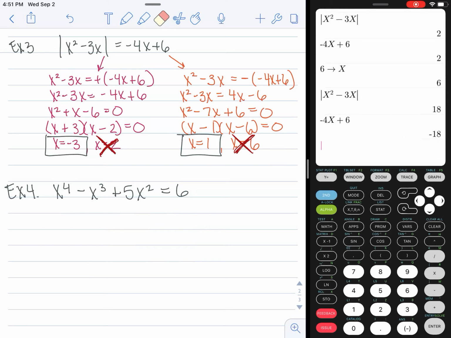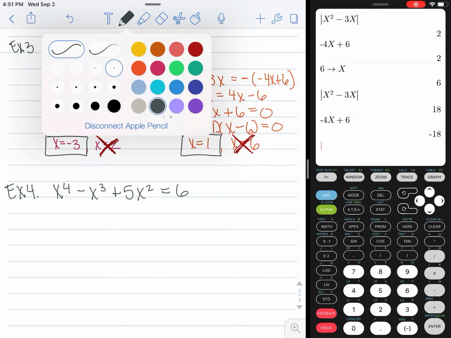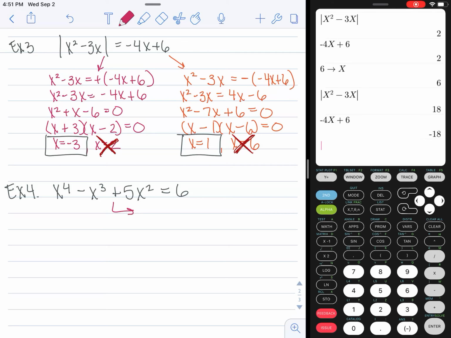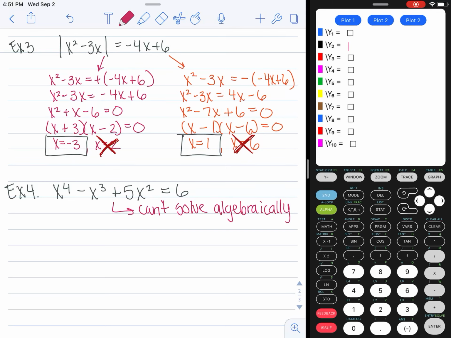So what am I going to do? I'm going to just graph this then. So this one, we're going to write can't solve algebraically. And sometimes that happens. You got to go by calc. So I'm going to clear this guy out.